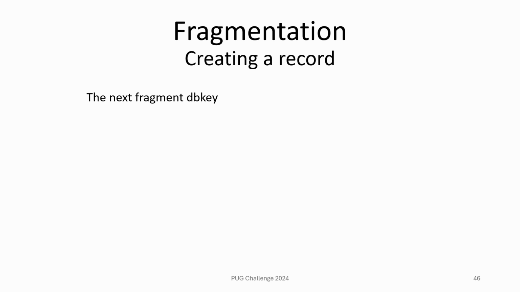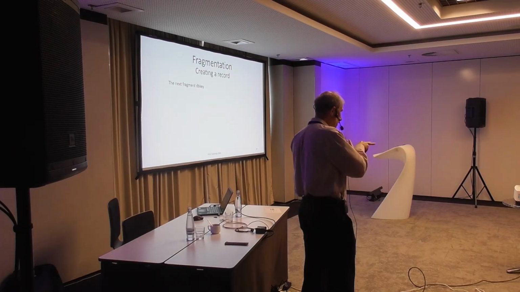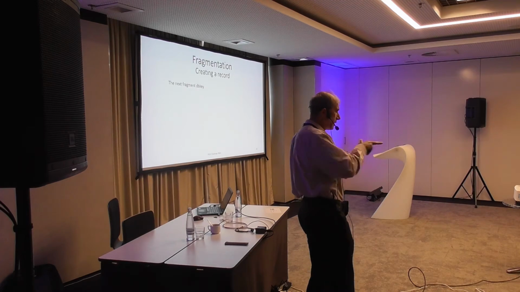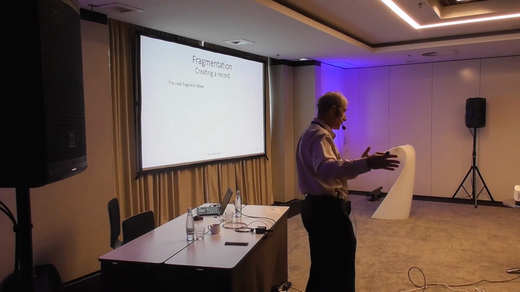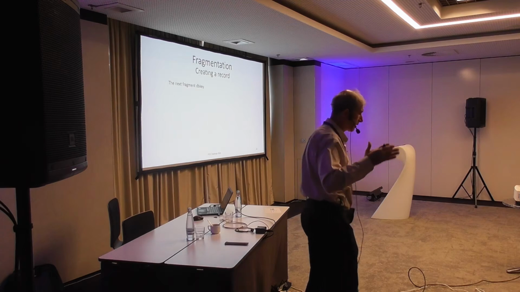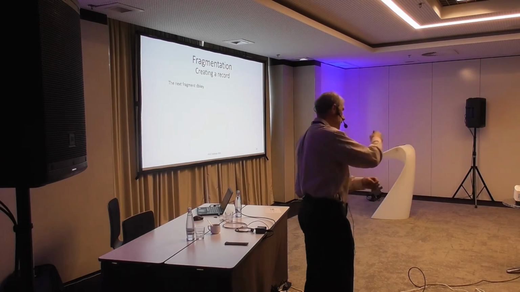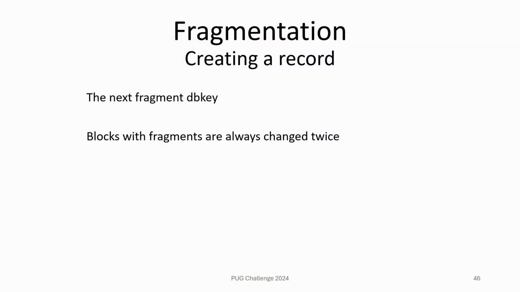Okay, what happens when the record is fragmented and we create a record? When Progress creates a record, it first creates a first fragment, and then it needs to put a next DB key for the next fragment. But it couldn't do it at the moment it creates the first fragment, because the second doesn't exist yet. So it creates a first fragment, then a second, then a third, and then it needs to go back and put the next DB keys in all of them. That's why blocks with fragments are always changed twice.